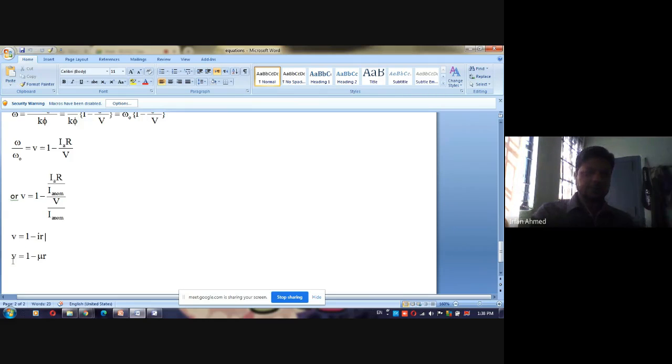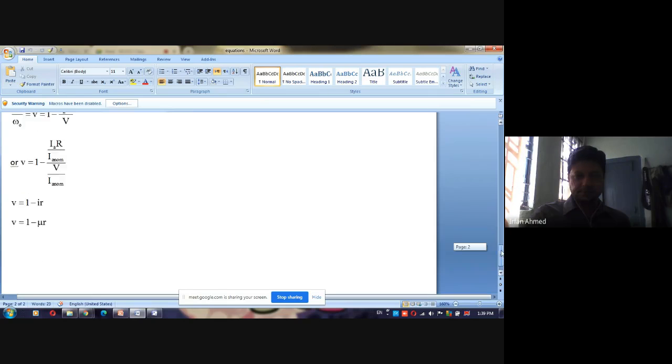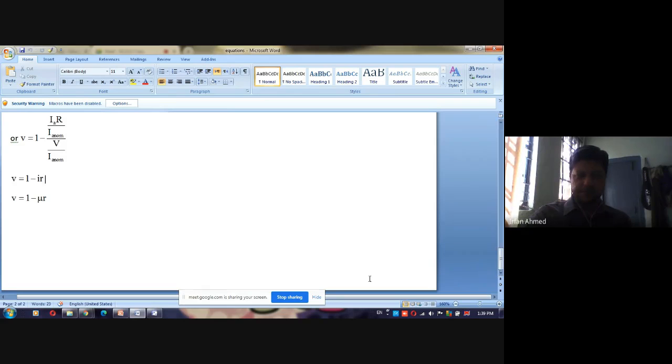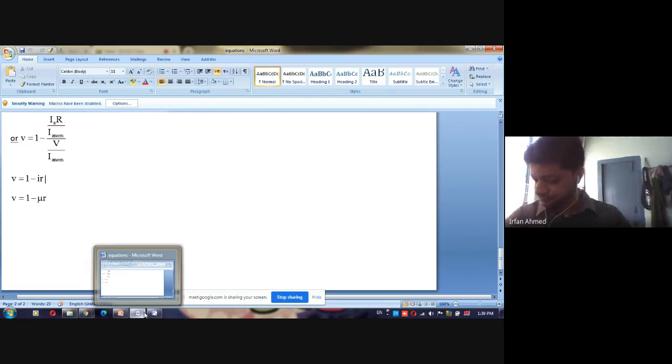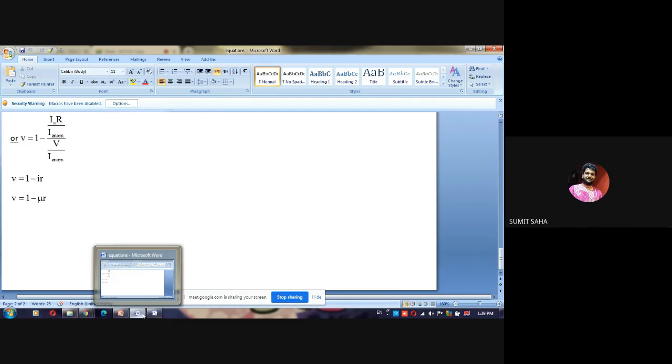And we could also write V is equal to 1 minus mu R if the flux is constant at its rated value. Now mu will be the per unit torque and R is the per unit resistance. V is the per unit speed. It is not the voltage, it is the speed. Correct? Yes, sir.